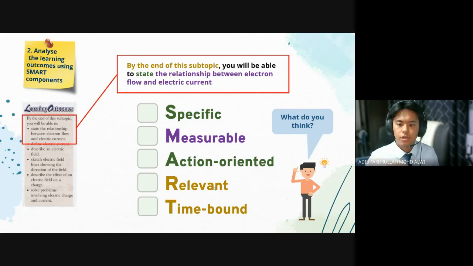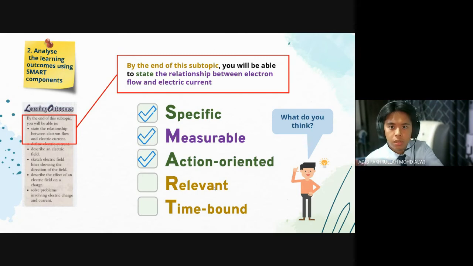Let's check the action verb. The action verb is state, so it is action oriented. So is it specific? Is it clearly stated what you will be able to do? Yes, to state the relationship between electron flow and electric current. So is it measurable? Yes, it is measurable. We can measure the relationship between electron flow and electric current.